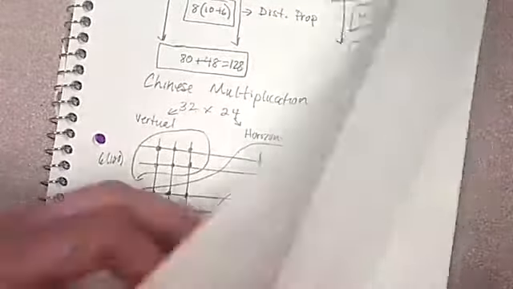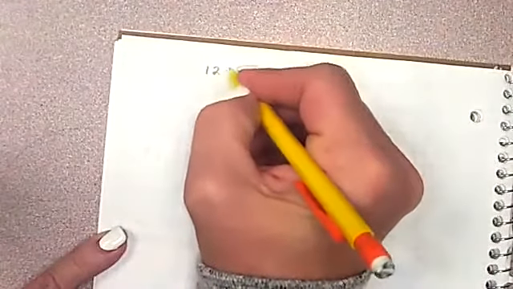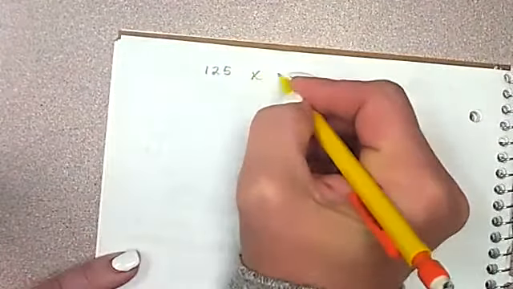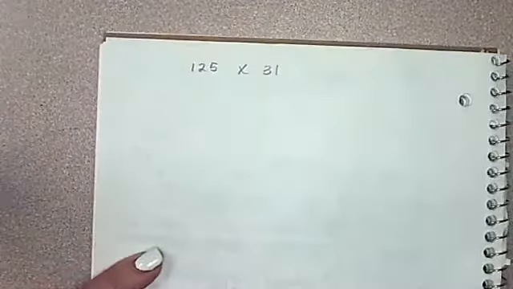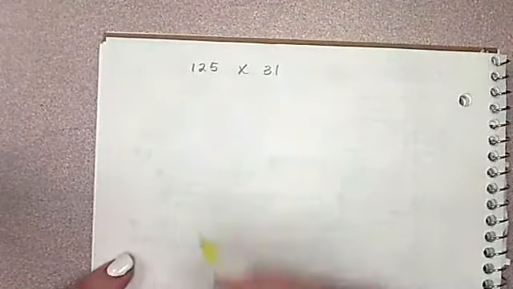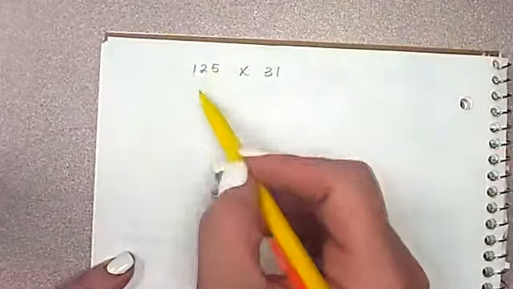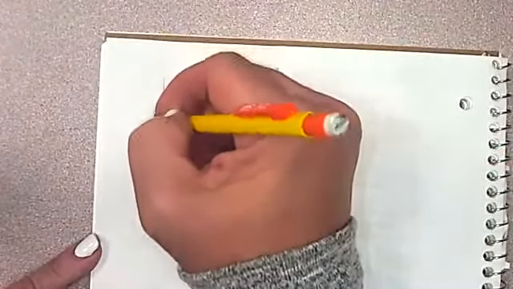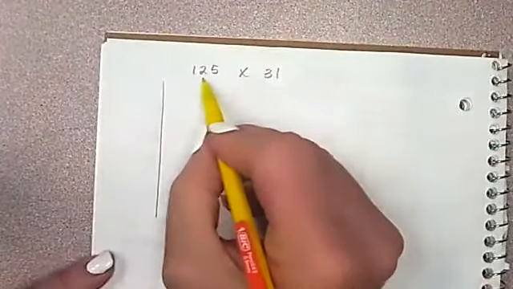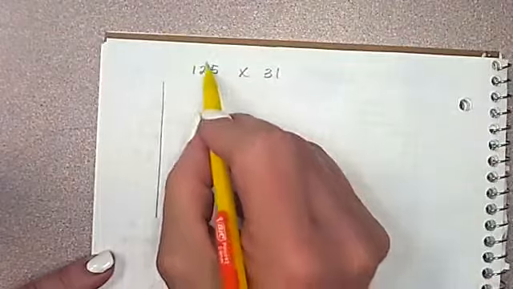Okay. All right. So let's do one more of those. I'm going to do one that has 100 in it. Let's do 125 times 31. All right. So here now, this means we're going to have three different places. We have 100. So we'll start over here. We have our 100. And then we have 2 10s.